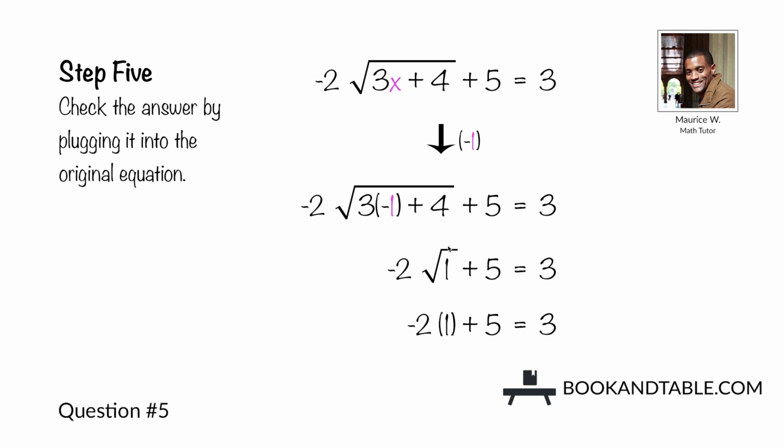The square root of positive 1 is positive 1. Negative 2 times 1 is negative 2. Negative 2 plus 5 is equal to positive 3, proving that x does in fact equal negative 1.